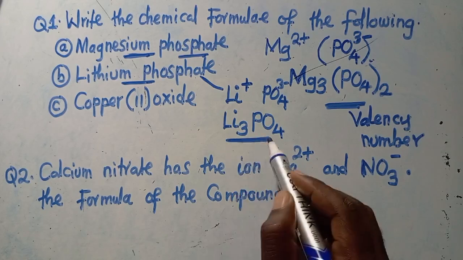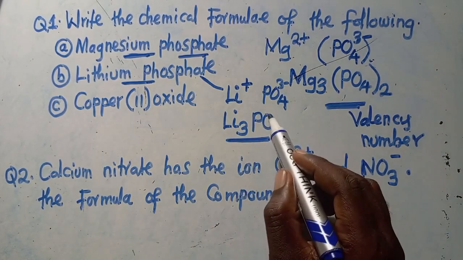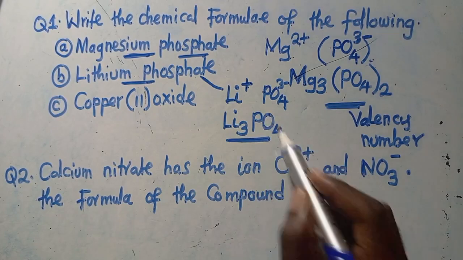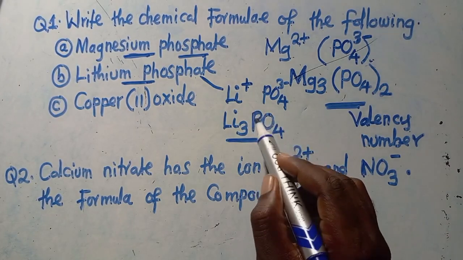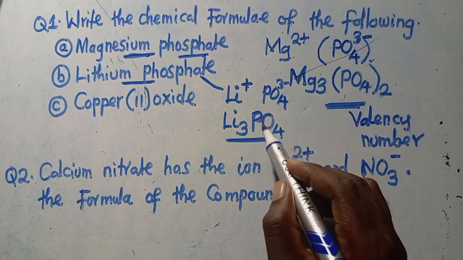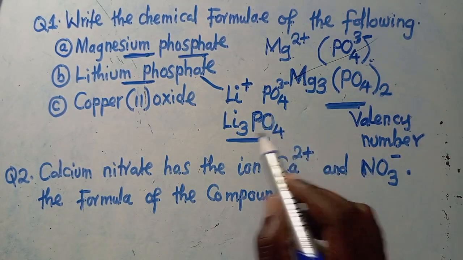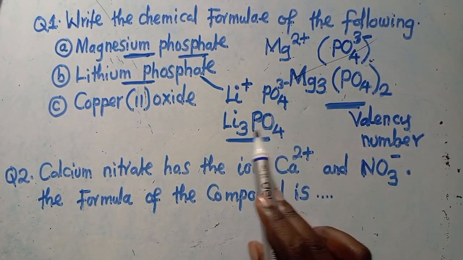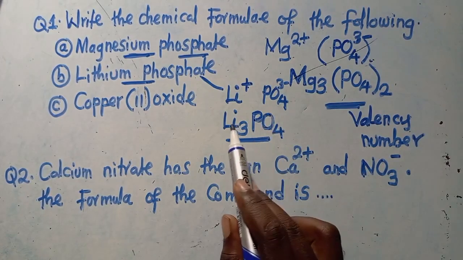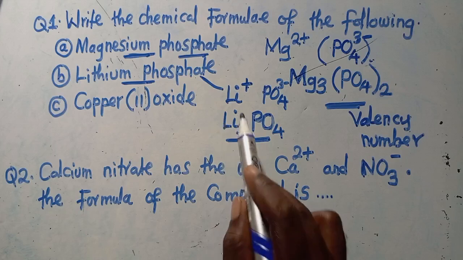This is how you are supposed to do it. This is a radical. This one should not be a small letter. You know that this is phosphorus, this is oxygen. So both of them are elements, that's why they are capital letters. But this one is a small letter because this is all lithium.